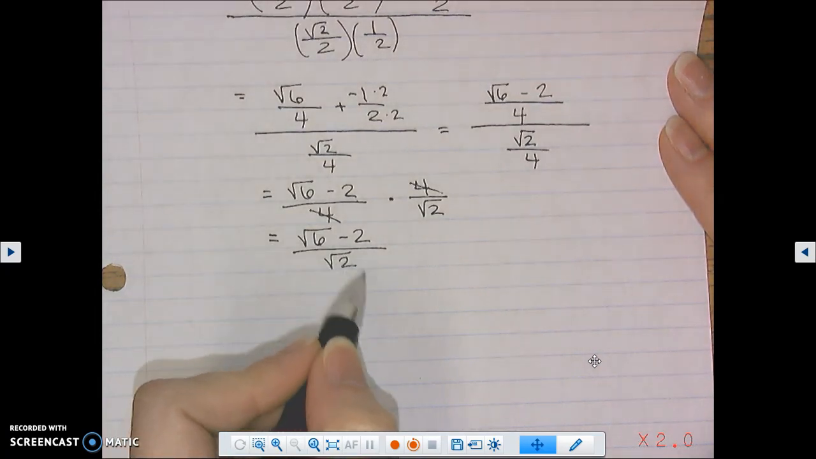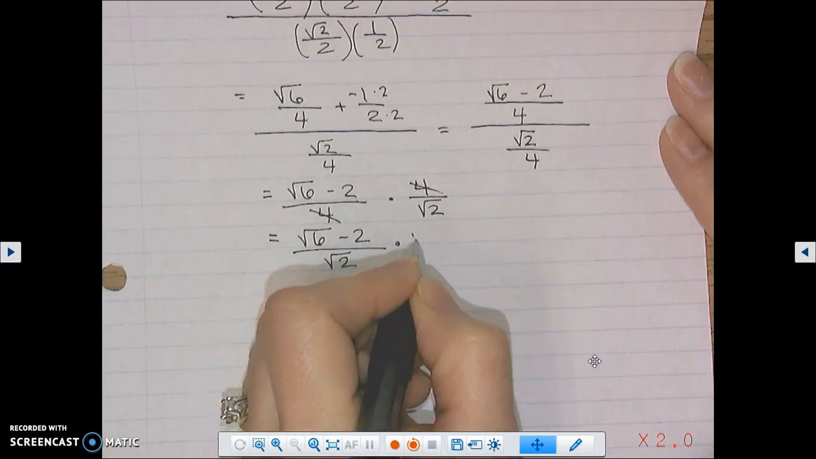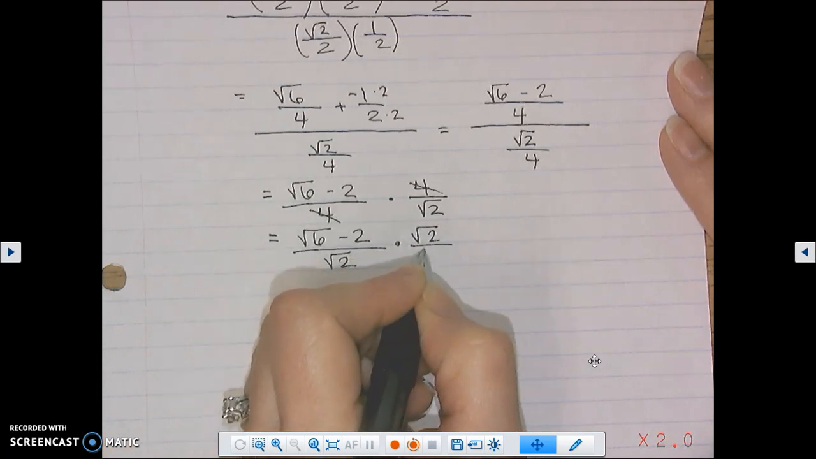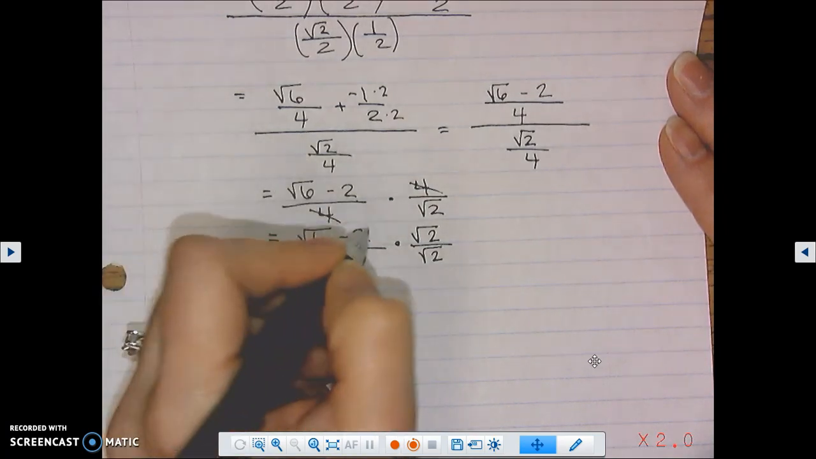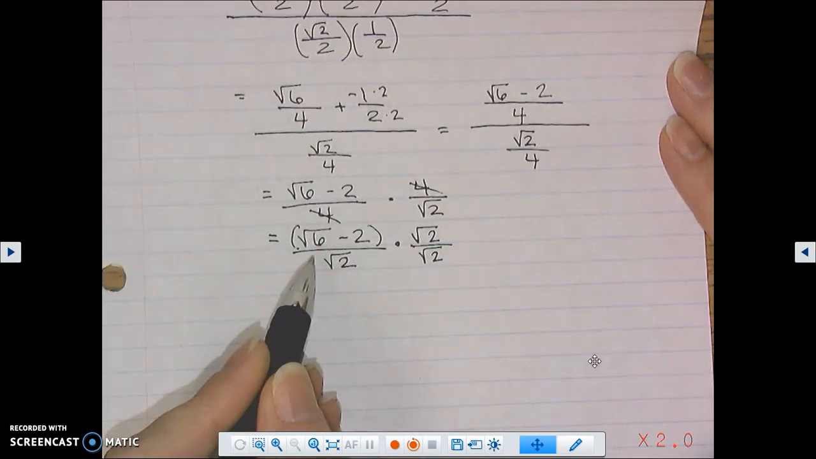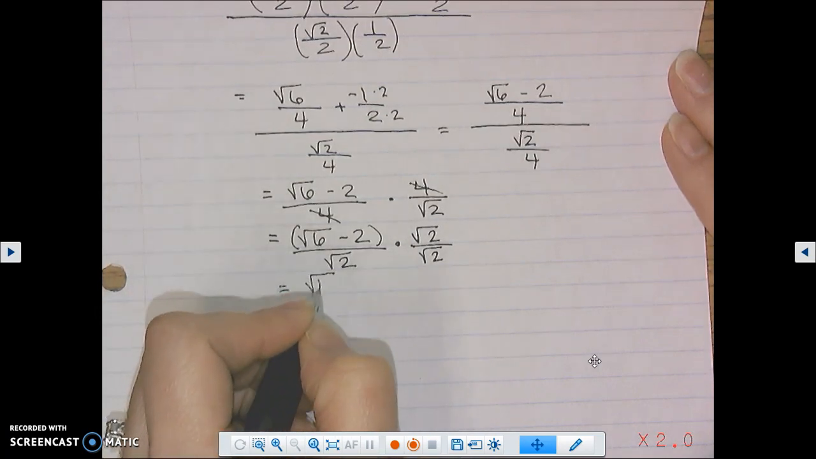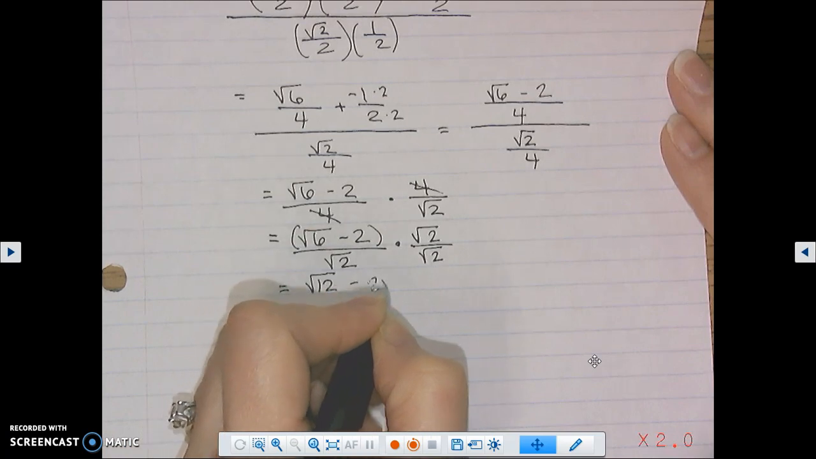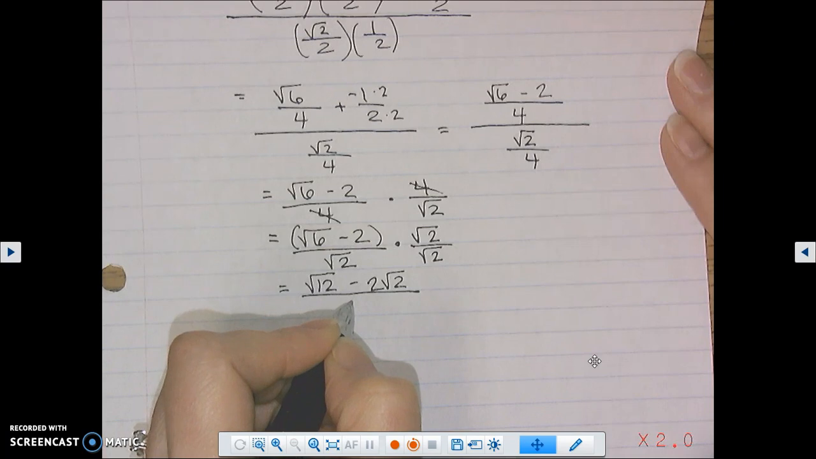Now in our previous discussions we know that we can't have a radical left in the denominator, so we do need to rationalize that. So we're going to multiply the top and the bottom by radical 2. Since this is a binomial, we're going to work on distributing that in. So that would give us radical 12 minus 2 radical 2 over, that would be radical 4, which is just 2.